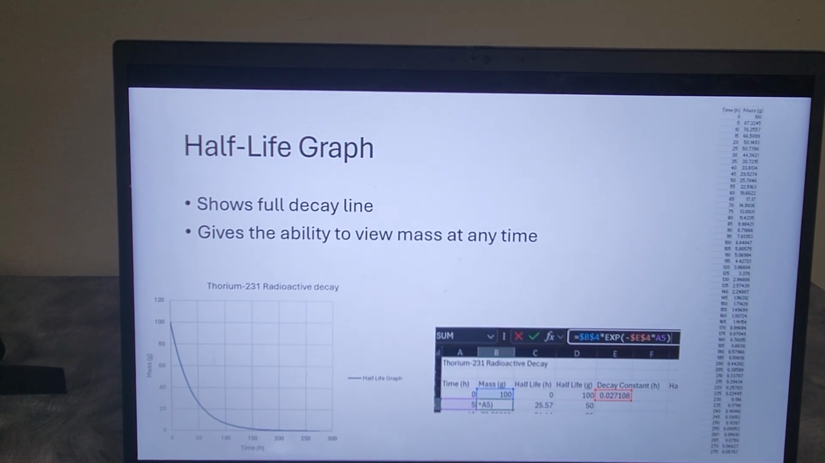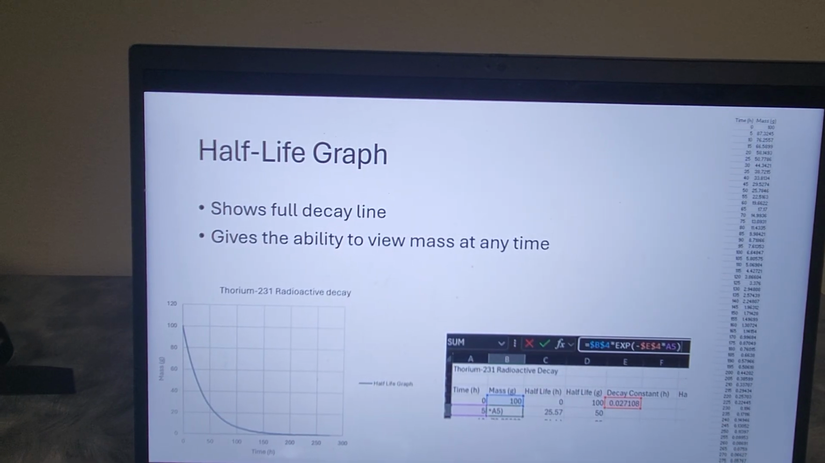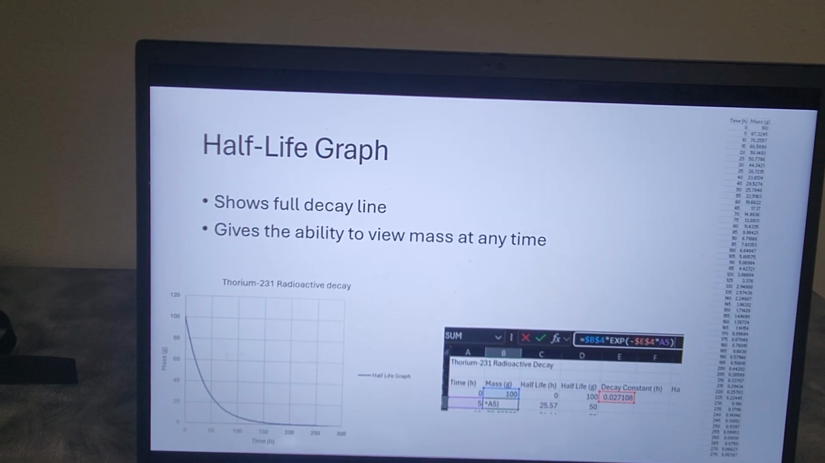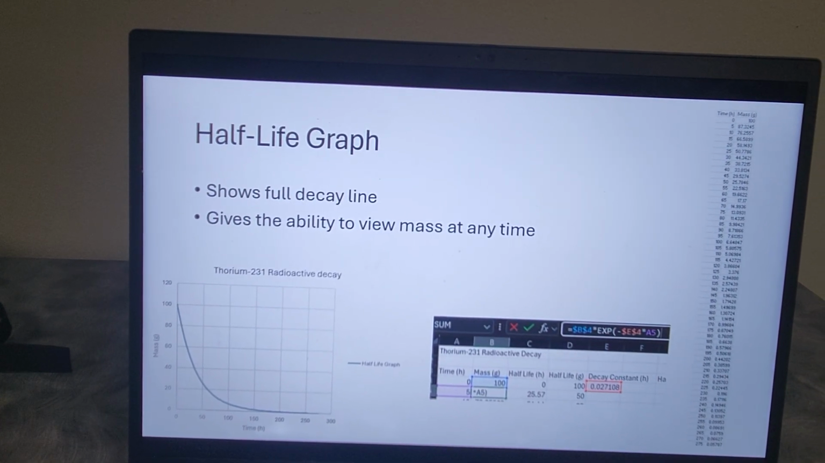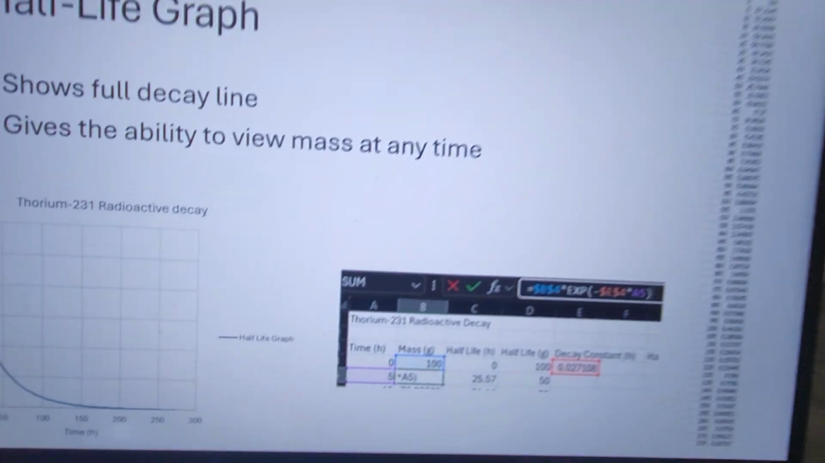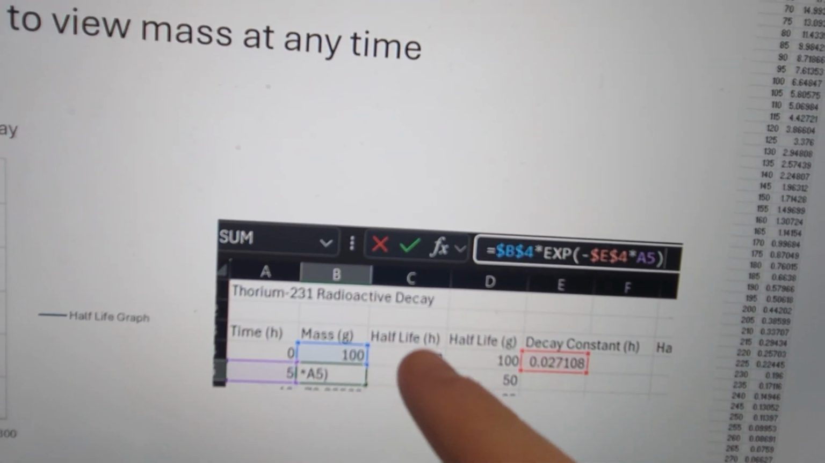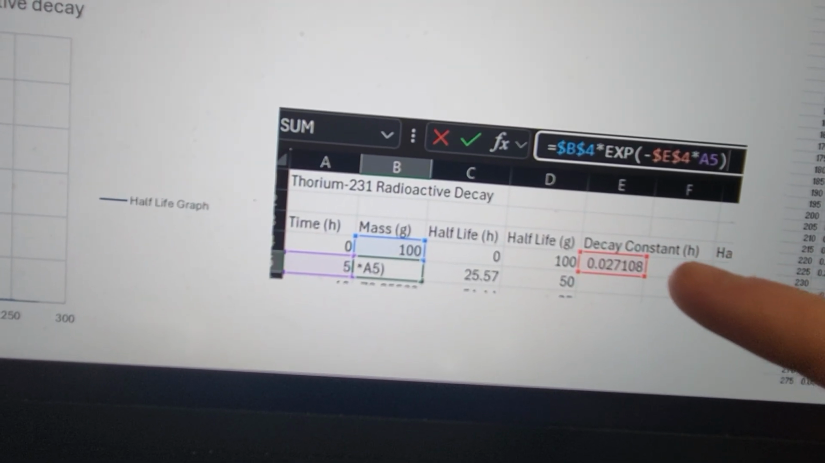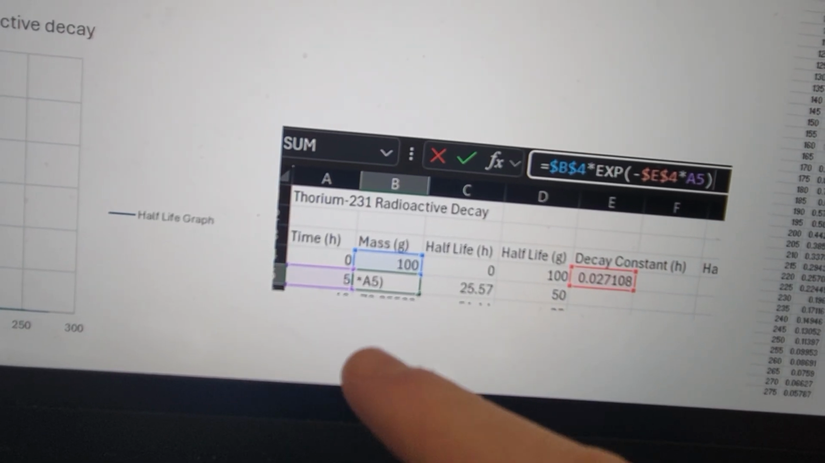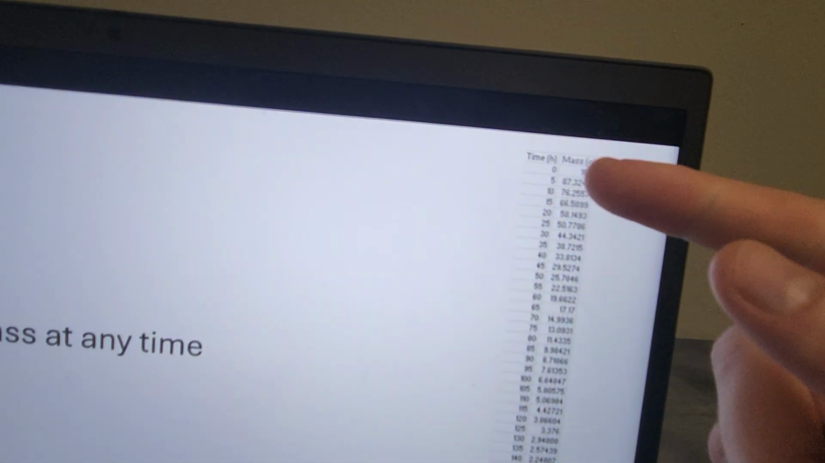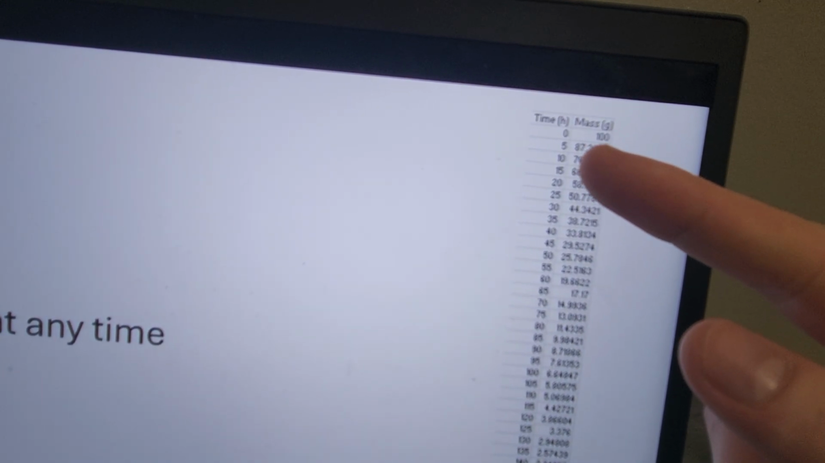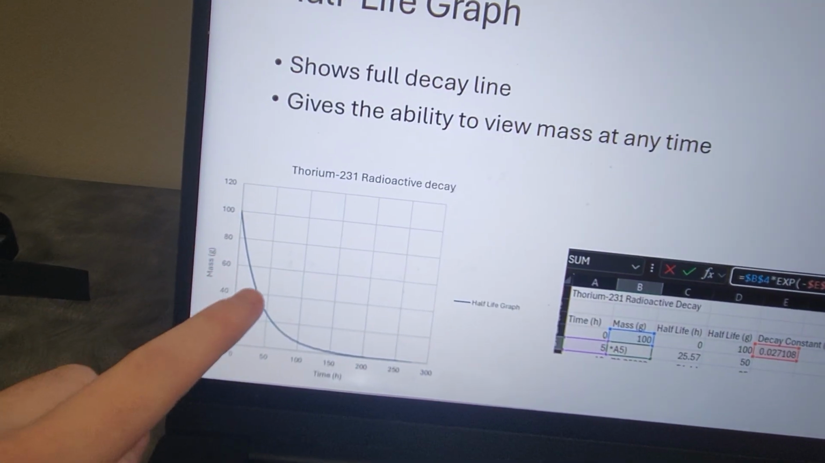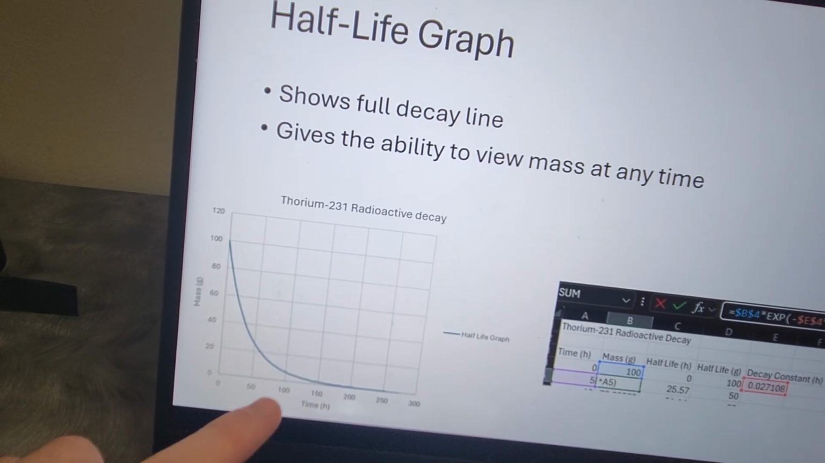I didn't want to just put points on there and have it as a bunch of individual spots. I wanted something that would show their mass in grams at any time that you need. So what I did was I took the mass constant in grams times the exponent of negative the decay constant times the hour. Doing this gave a nice flow of numbers that goes along with the 5-hour intervals that I chose up to 275 hours. And that gave this really nice decay graph.